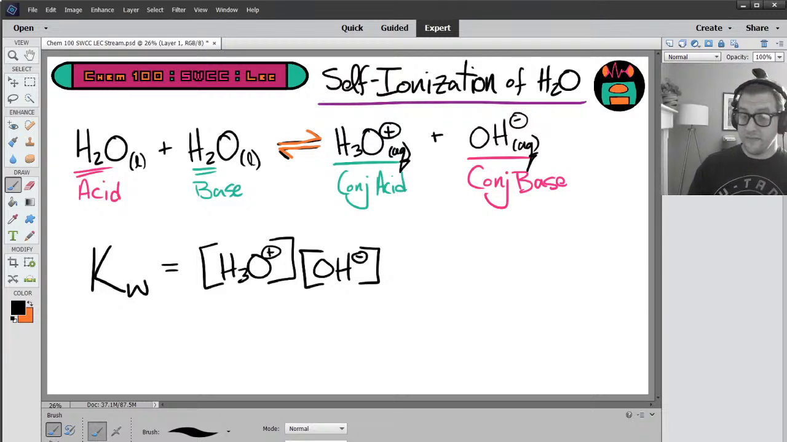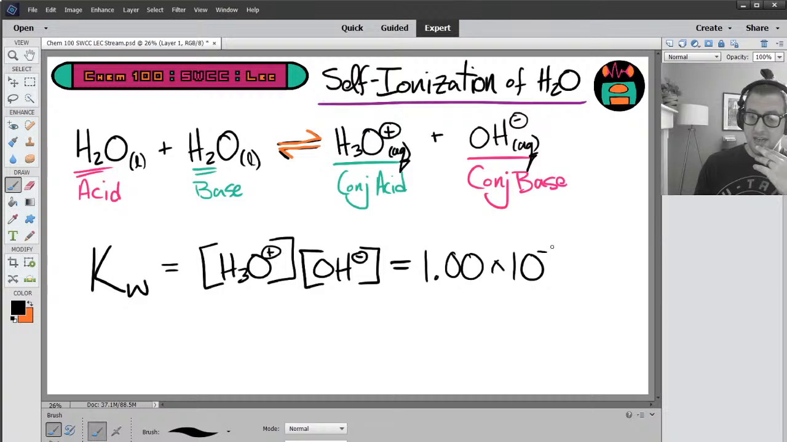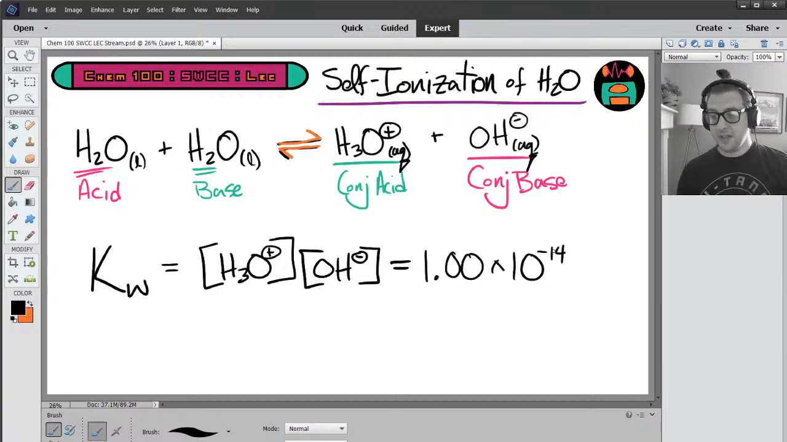Now, Kw has a value. When you solve for it, we can determine it experimentally, and Kw is equal to 1.00 times 10 to the negative 14. That is the value of this equilibrium constant. Now, think about this. This equation has some very interesting implications for acid-base chemistry.